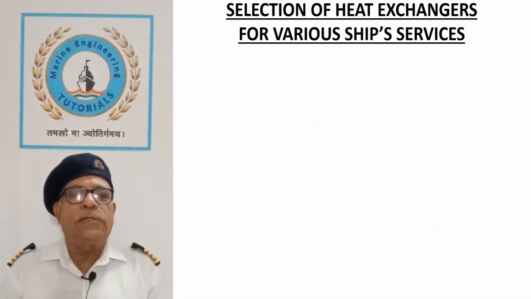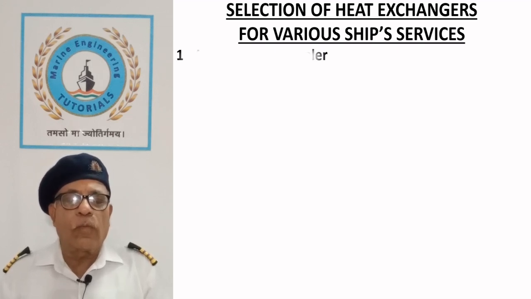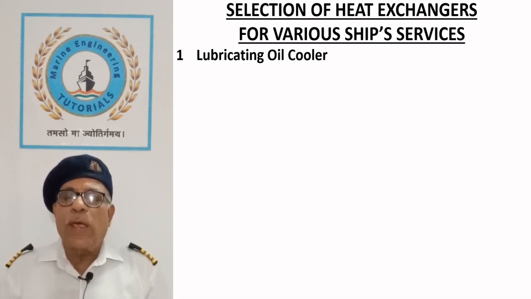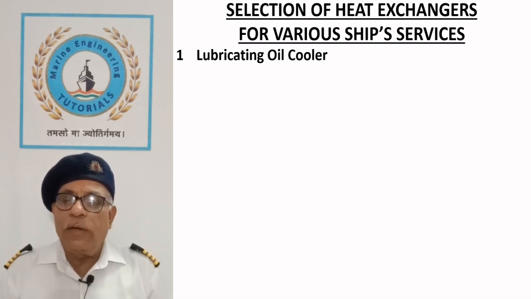Selection of heat exchangers for various ships services. Following heat exchangers are used in engine room for various ships services. Lubricating oil cooler. Shell and tube type coolers are used for lubricating oil of small systems such as generator engine, steam turbine, hydraulic oil, etc. Whereas plate type coolers are used for main engine where piston is also cooled by the lubricating oil.